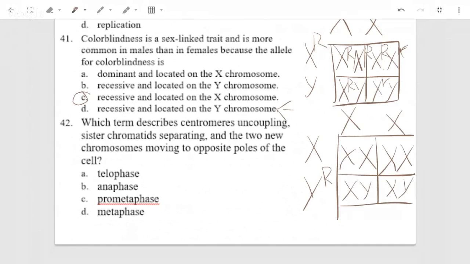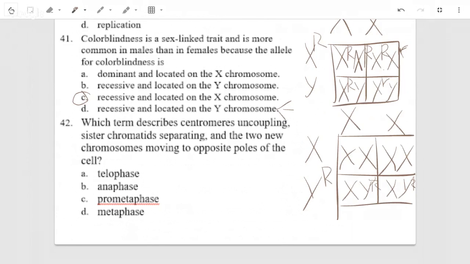here's the layout. Big R, big R. So according to this, it's very common in males, not even possible in females. So maybe if they mention that it never occurs in females, you could say yeah, it's on the Y chromosome, but it's just saying it's more common in males, not that it never occurs in females.